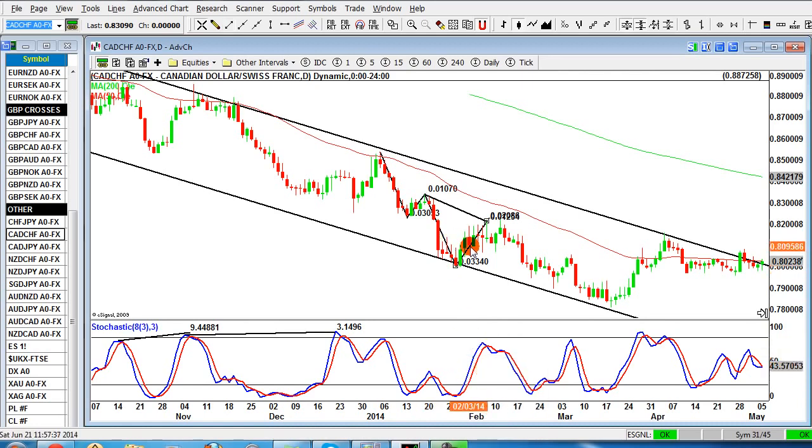So again, another nice example there of giving us help with the timing, because as we see, whenever we see this hidden divergence, it's really not exactly, but it's giving us a very nice zone of where price is likely to turn from. So that's very, very powerful because it helps you massively with the efficiency of your entry.